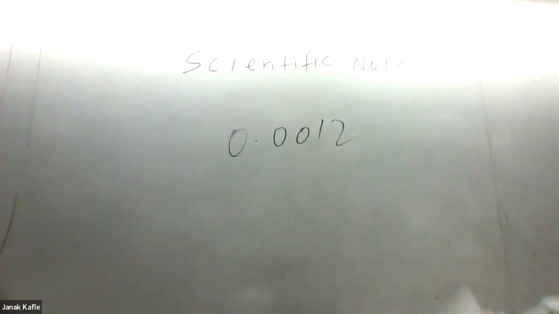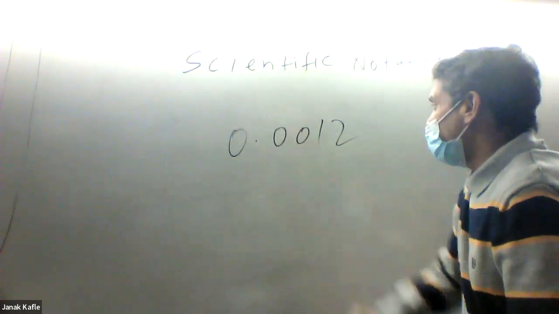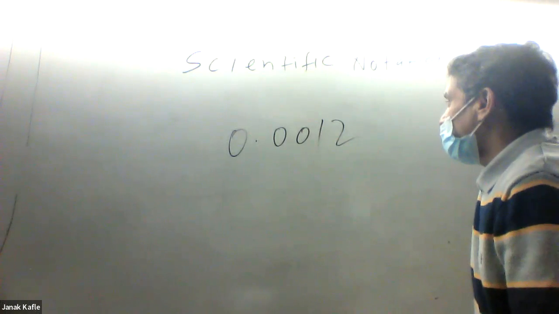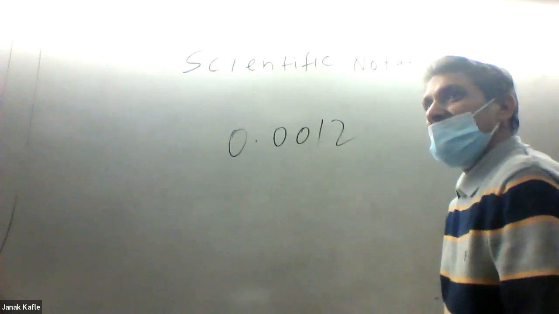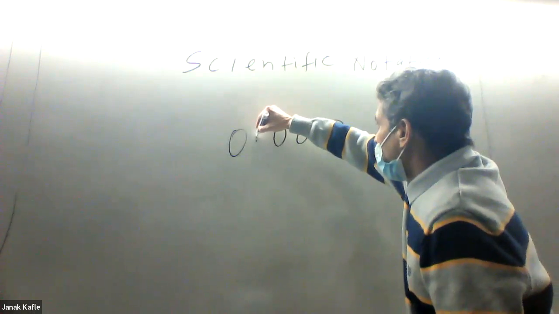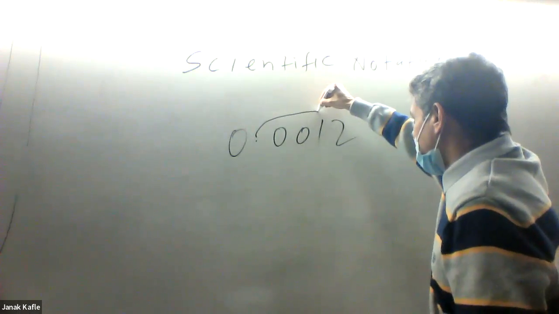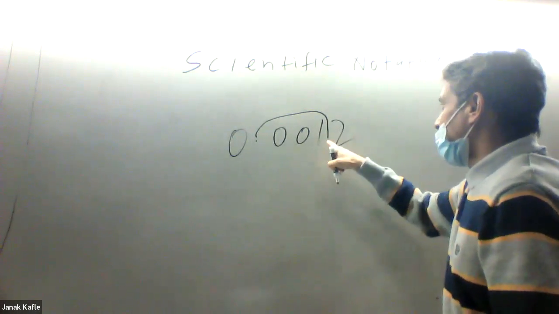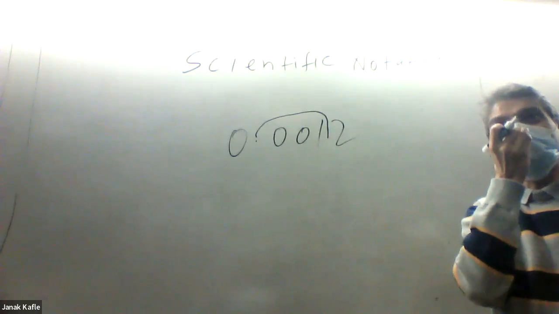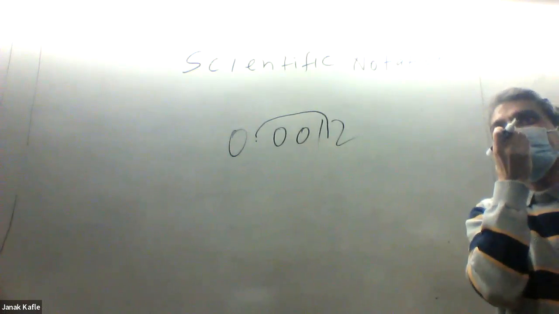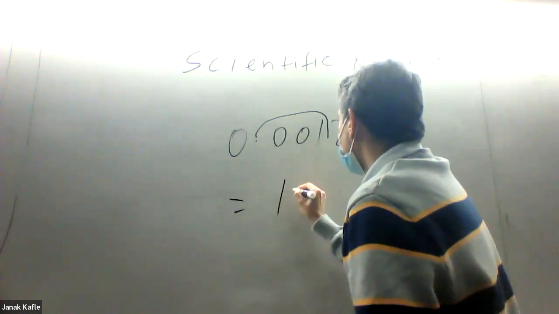So now express this number in the scientific notation. Now I move this decimal so that one number is before that decimal. So I'm going to move this one this way so that there is one number before that decimal. So I will put the decimal here, and this 1 would be before the decimal, right? Everybody got that? So that is 1.2.